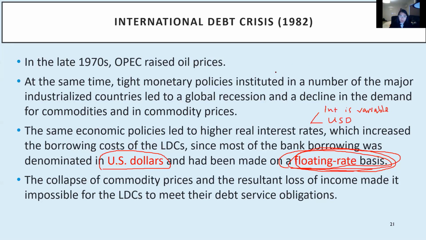Okay, so the combined effect of a lower revenue from selling commodities and the higher cost of borrowing is that these countries started to find that they are unable to meet their debt obligations. Okay, so the borrowing cost becomes too expensive for these countries, and eventually they had to default on their debt.